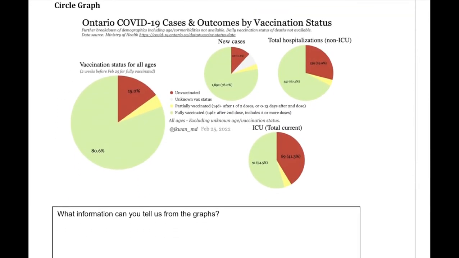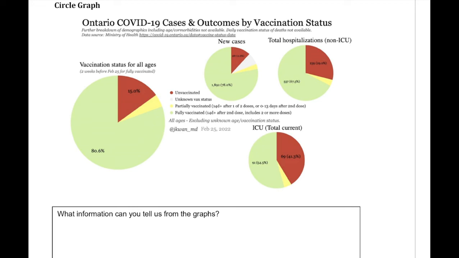Moving on to look at the circle graphs. Again, here we're looking at Ontario COVID-19 cases and outcomes by vaccination status. So we're looking at the population, or at least the data that we've gathered, and breaking it up, looking at each proportion in terms of new cases, total hospitalizations, non-ICU, ICU cases, and the vaccination status for all ages.